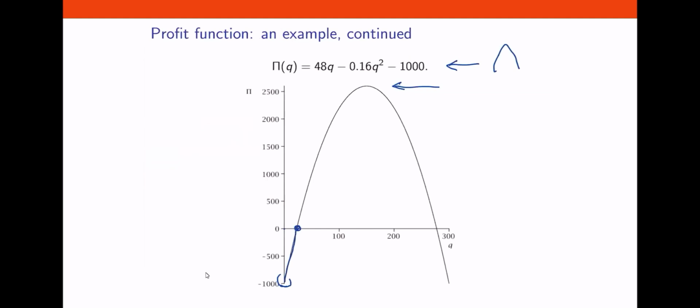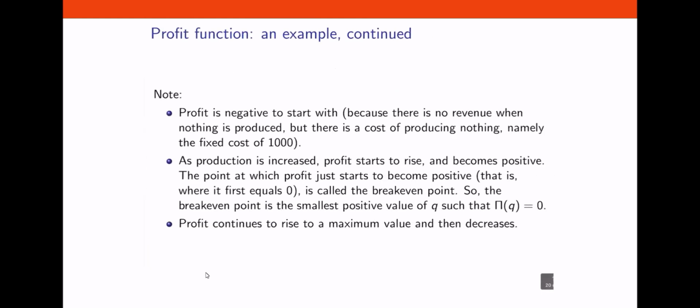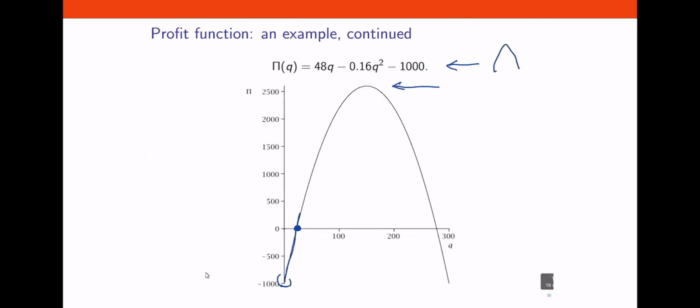And eventually the profit just becomes zero and then starts to emerge into positive territory. This value where the profit becomes zero is often called the break-even point. It's the smallest positive value of the quantity for which the profit is zero. And so what we can say is that just after the break-even point, the firm actually starts to make a profit. Now, in this particular case, the profit continues to rise to a maximum, and then it starts to fall.